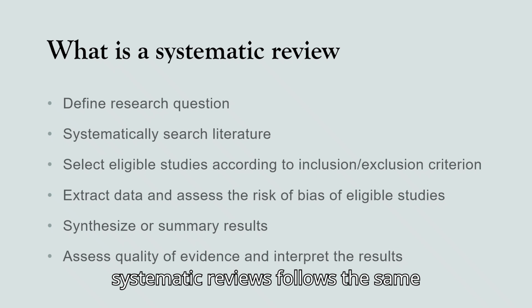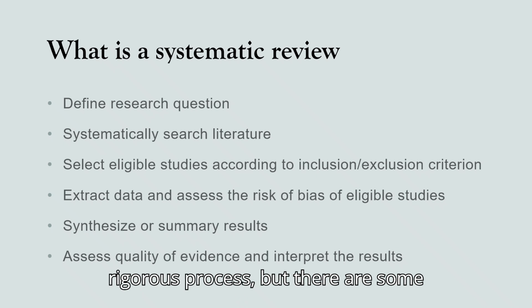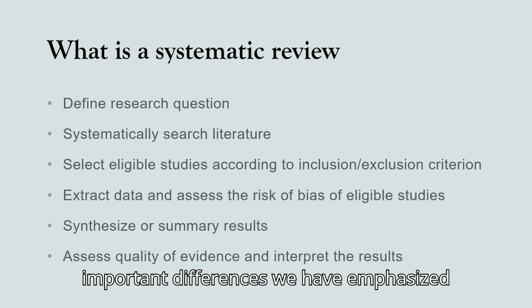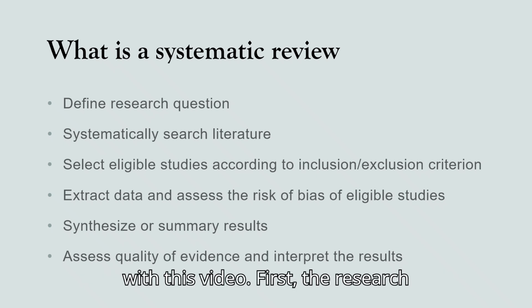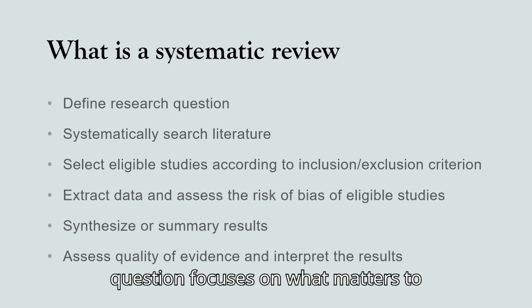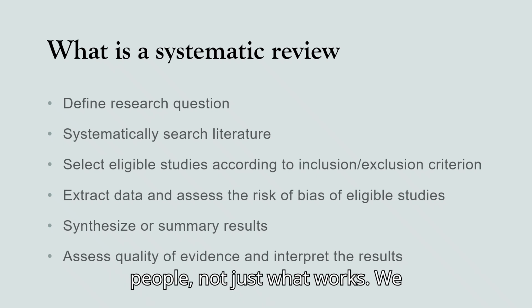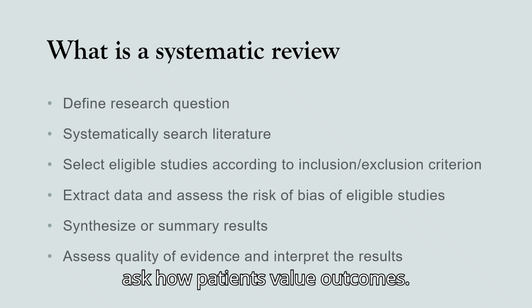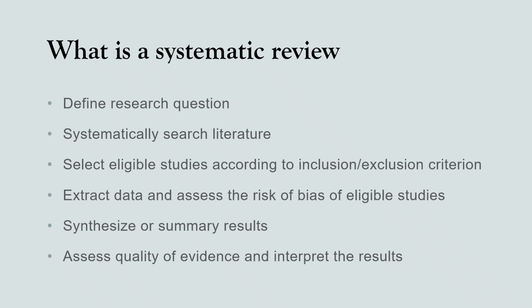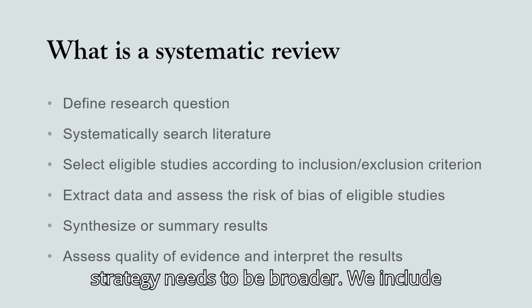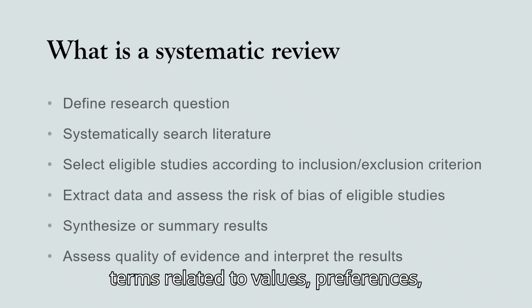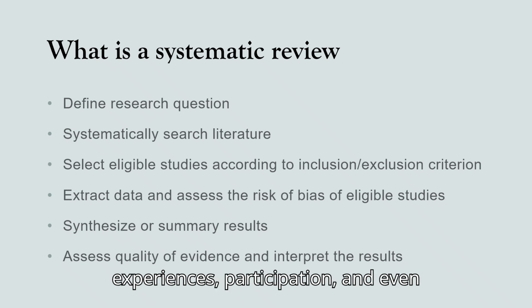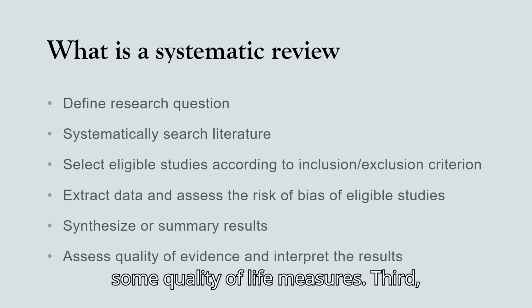Values and preferences systematic reviews follow the same rigorous process, but there are some important differences we have emphasized in this video. First, the research question focuses on what matters to people, not just what works. We ask how patients value outcomes and what trade-offs they are willing to accept. Second, the search strategy needs to be broader. We include terms related to values, preferences, experiences, participation, and even some quality of life measures.